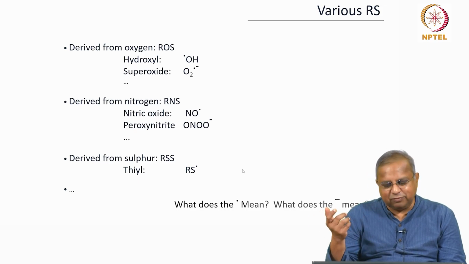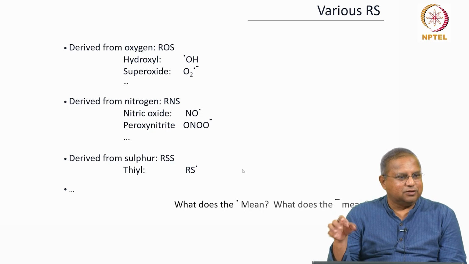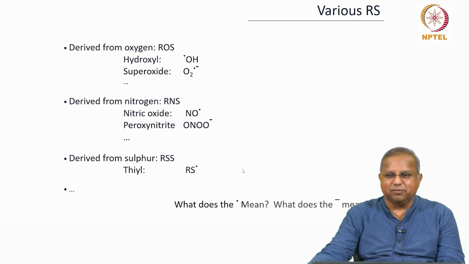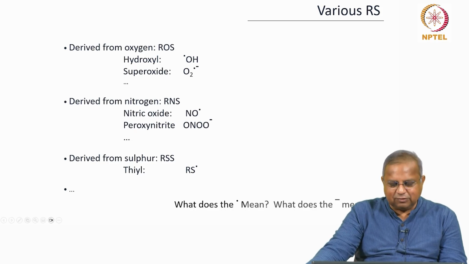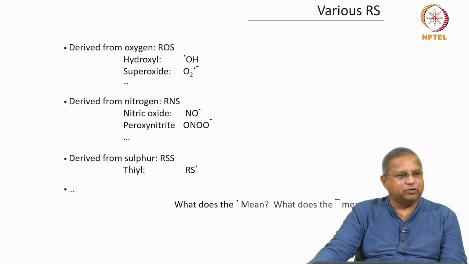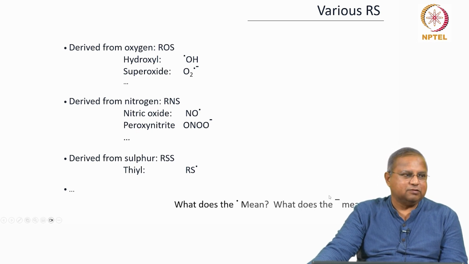Sometimes you put a 2 minus and all that. Again, this terminology is very iffy, as will become clear right away. But this is what it means. Whenever a dot is used, it means that this is an unpaired electron, a free electron. Therefore, you expect it to be a little more reactive, a lot more reactive. And a minus means the number of electrons is more than the number of protons.